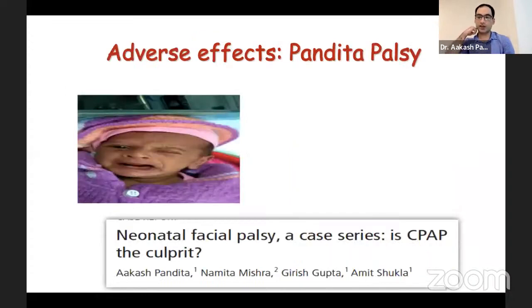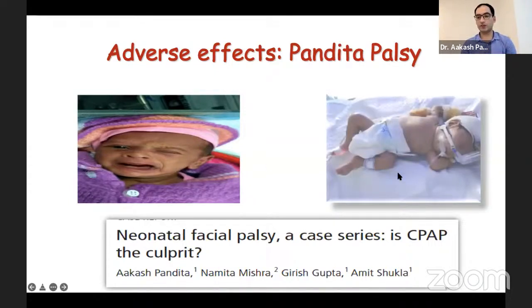The other complication which we had reported in the literature is known as Pandita's fallacy. It was reported a few years back. We tend to observe that babies who are started on CPAP tend to have facial palsy, and usually this is a benign phenomenon. It usually recovers on its own. The postulate which we postulated is that because of the tight interface, it presses on the stylomastoid foramina near where the facial nerve exits and causes pressure paralysis. After removing CPAP, these babies' facial palsy recovers between 2 to 3 weeks. So this was reported in BMJ and was well accepted.